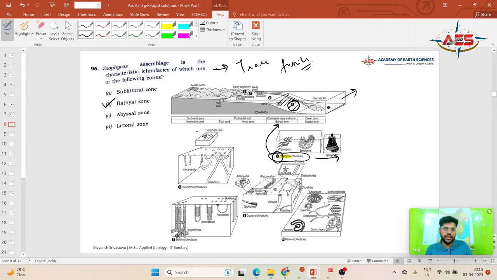Now they may ask you which one is in the abyssal zone? Then Nereites, Nereites ichnofacies. Okay. So you can see huge data is given here. You can read about this Cruziana ichnofacies, Glossifungites ichnofacies, Nereites ichnofacies, okay, Psilonichnus ichnofacies.